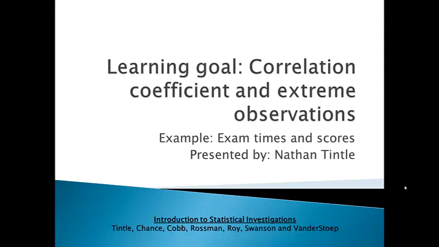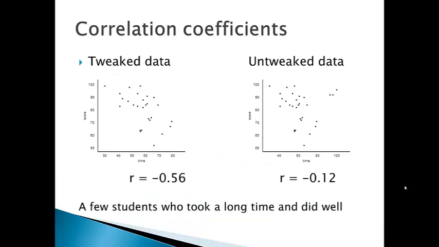In this Learning Goal video, we'll talk about the correlation coefficient and how it responds to extreme observations. We will use the exam times and scores data set to talk about this learning goal. In the graph on the left, we show you the data as it was originally presented to you. Here, the correlation is negative 0.56 between the time it took students on the exam and their exam score.